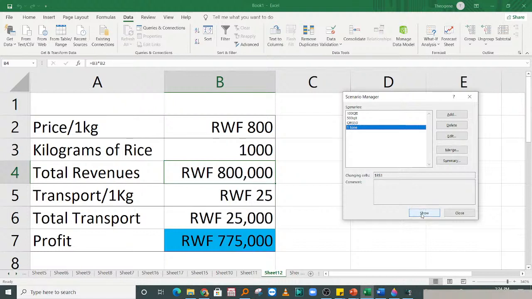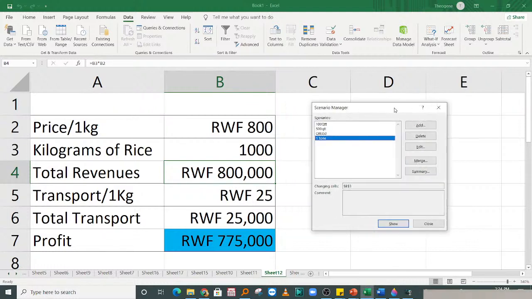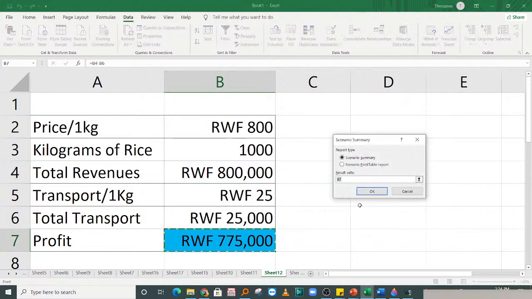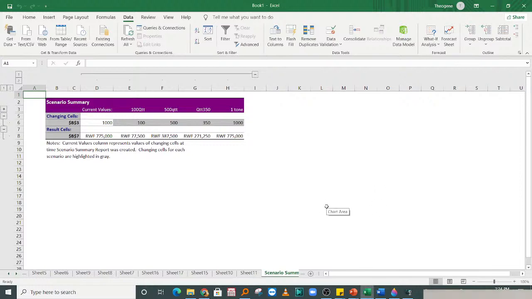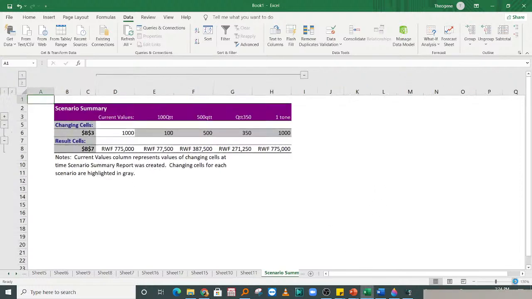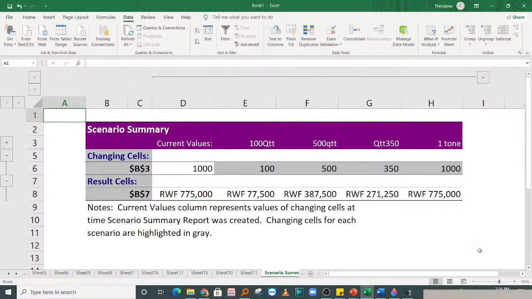The profit would be 775 together. So here I can request for a summary on this my table here. I can request for summary on this table. Scenario Manager. You can add some more, so many scenarios. So I request for a summary. This is the summary of my scenarios.